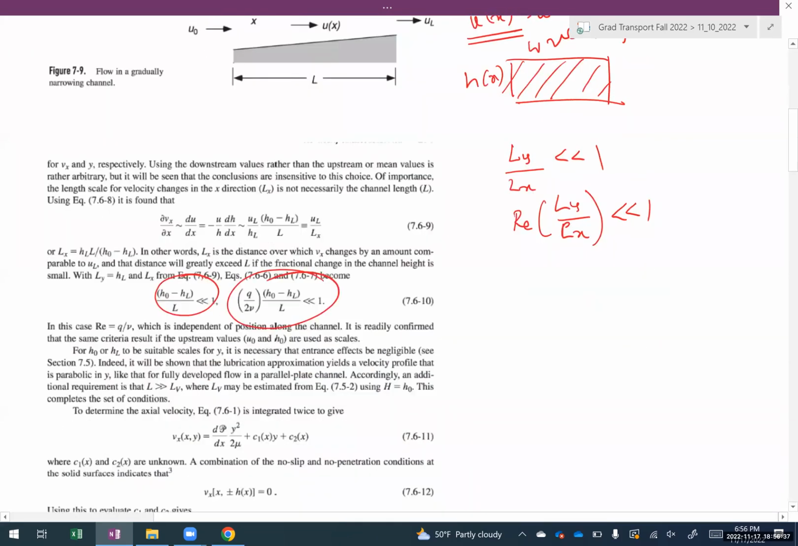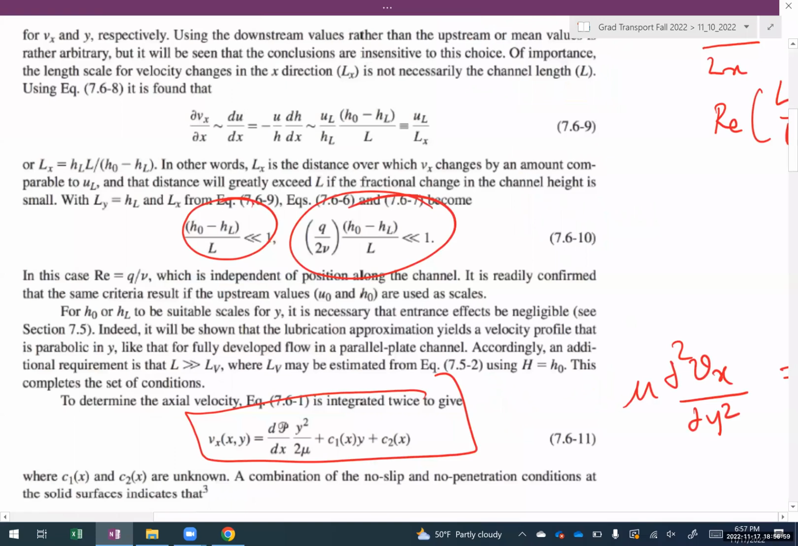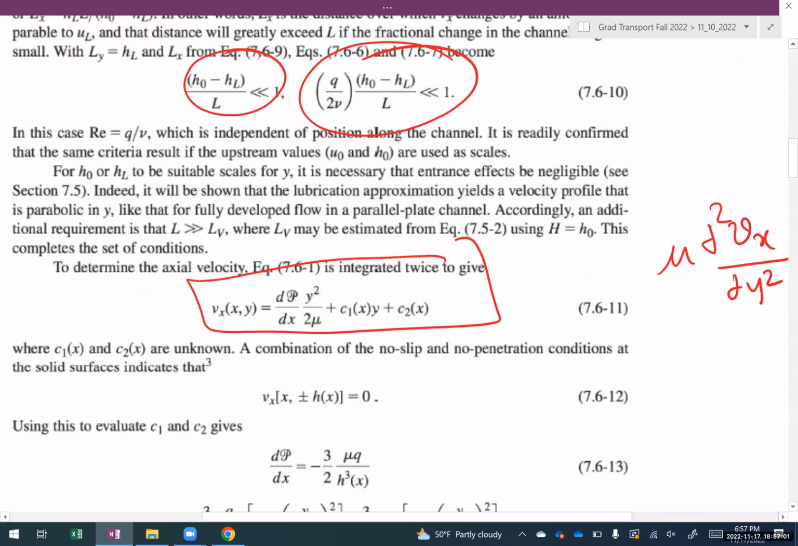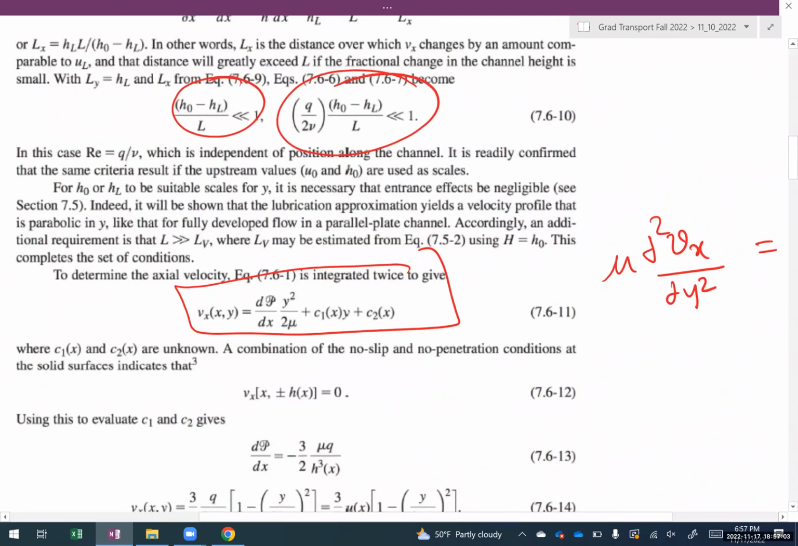Okay, so now start off from the Navier-Stokes. What is the Navier-Stokes? Mu times dou squared Vx divided by dou y squared is equal to dou p over dou x, correct? So now integrate with respect to y 2 times. And this is what you get, where C1 and C2 are the two constants.